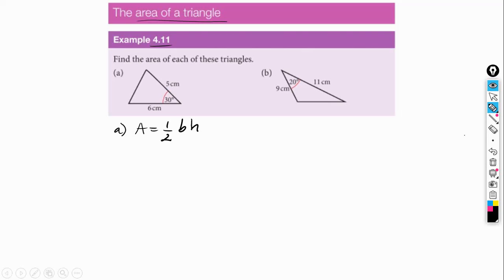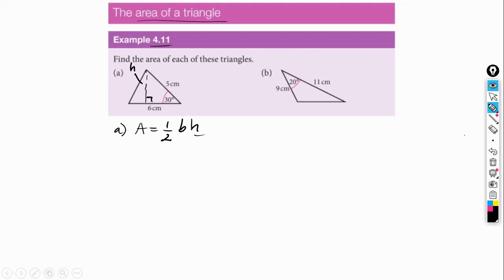Now, the problem with these triangles, as you can see, is that we don't have the height. But we can solve this by applying trigonometry. Now, notice that if you draw a height from the vertex here, let's draw a dotted line. If it's a height, it should form a 90-degree angle with the base. It should be perpendicular to the base. So with this, let's call this height h.